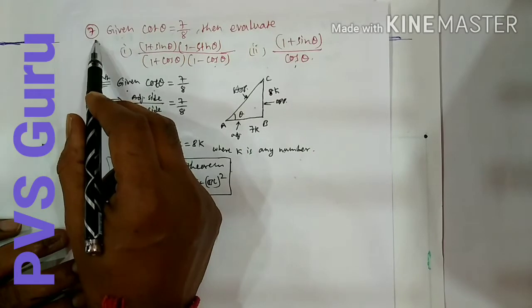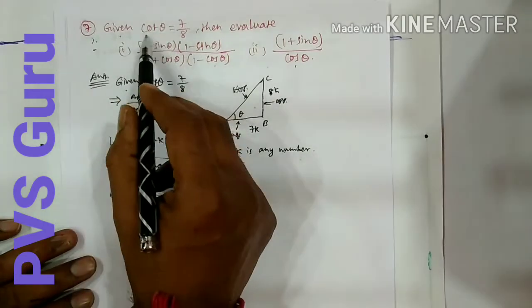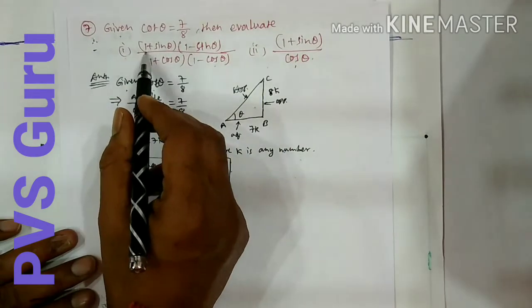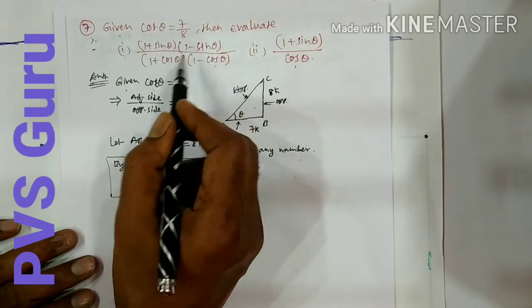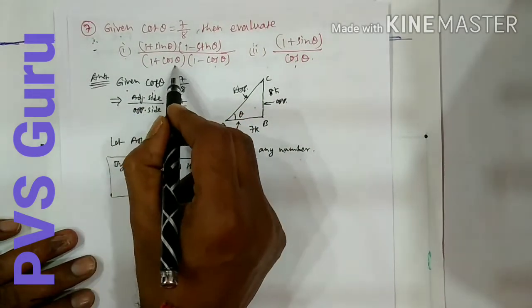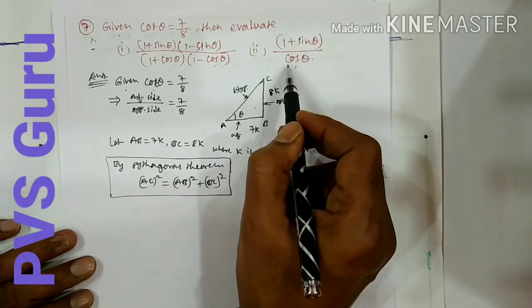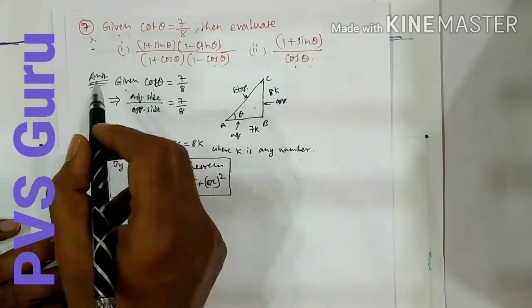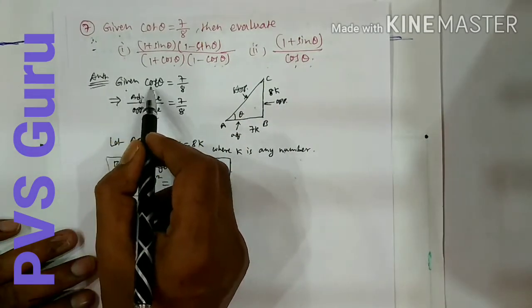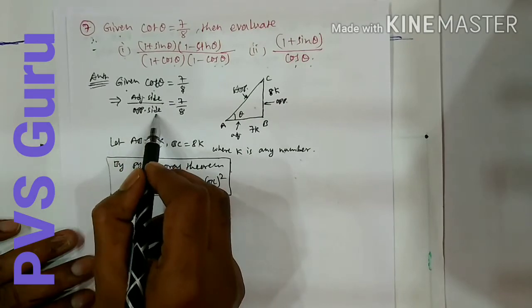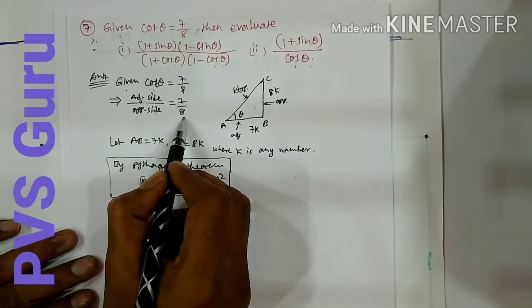Question number 7. Given cot theta is equal to 7 by 8, then evaluate: first bit, (1 plus sin theta) into (1 minus sin theta) by (1 plus cos theta) into (1 minus cos theta); second bit, cot squared theta. So the answer is, given cot theta is equal to 7 by 8. Cot theta formula is adjacent side by opposite side, which is equal to 7 by 8.